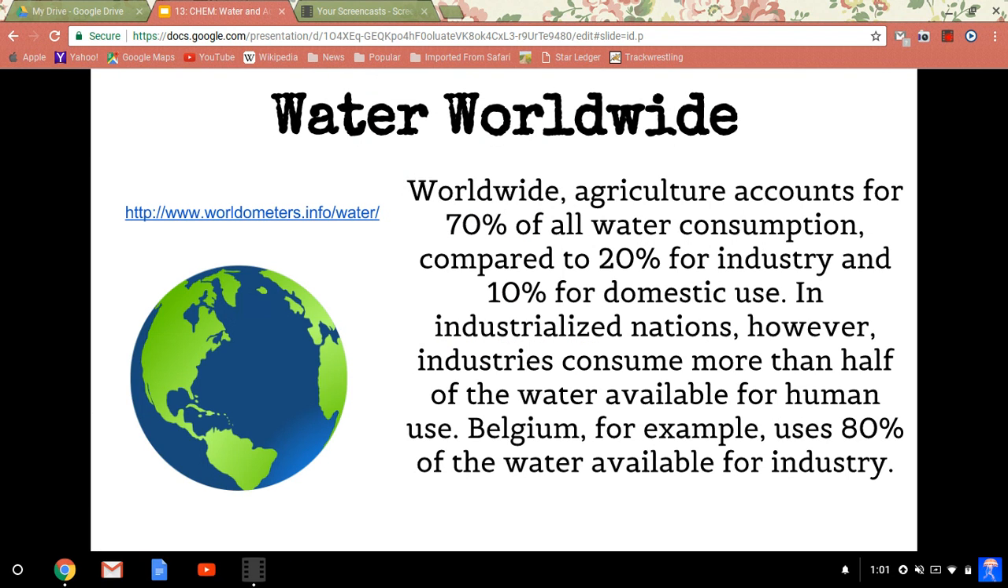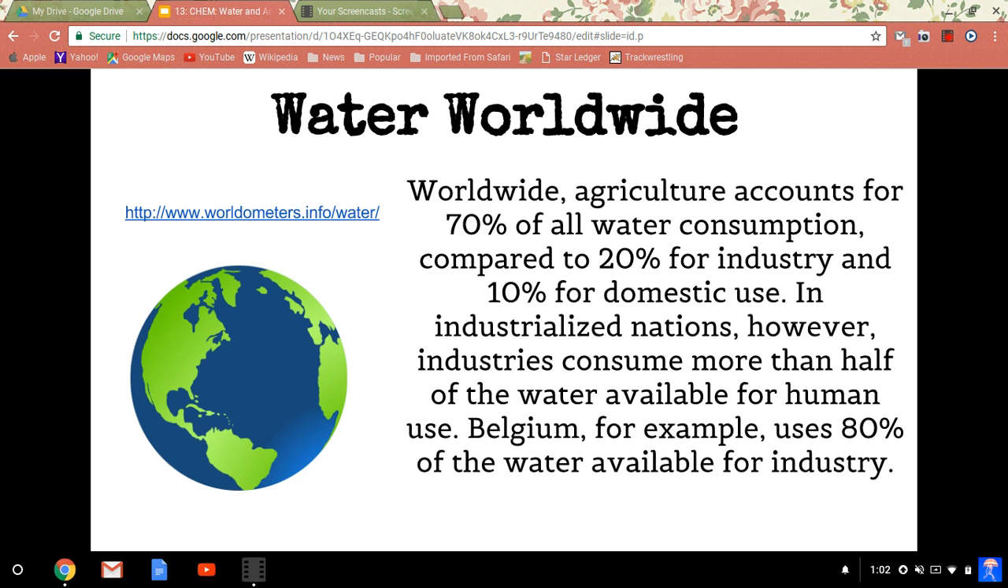All right, so hopefully going back to things that water is used for, agricultural uses of water accounts for 70% of all water consumption in the world. 20% is used for industry, so think like power plants or nuclear power plants that use water as cooling systems, and then only 10% of water worldwide is used for domestic use.